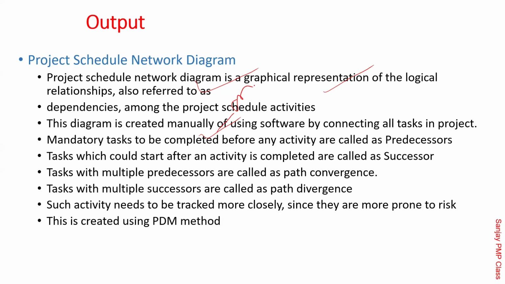Mandatory tasks to be completed before are called predecessors. A task which could start after is called the successor. A task with multiple predecessors is convergence. Multiple successors is called diversion, and such activities need to be tracked closely, since they are more prone to risk. Even Pawan very clearly said that we need to track them very closely because there are multiple things. It can stop multiple roads together, so traffic jam ho sakta hai if we don't manage these more closely.